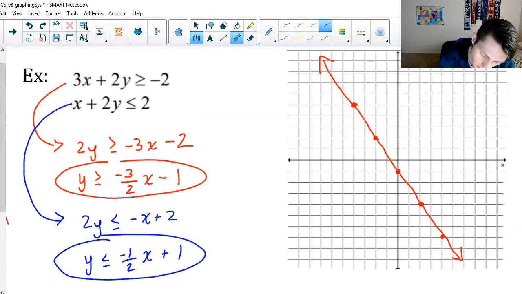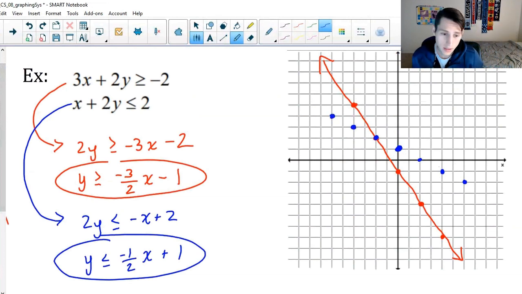And for the blue line, plus 1, so then my slope is negative 1/2, so down 1, right 2, or up 1, left 2, up 1, left 2, etc. Same thing, this is less than or equal to. So let's go ahead and draw a solid line.